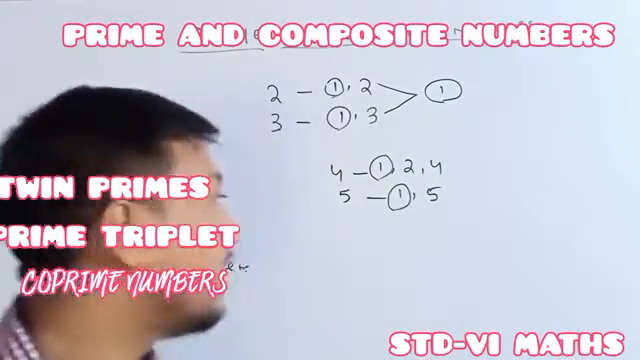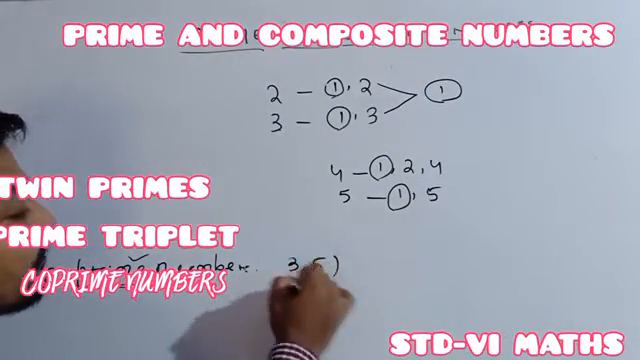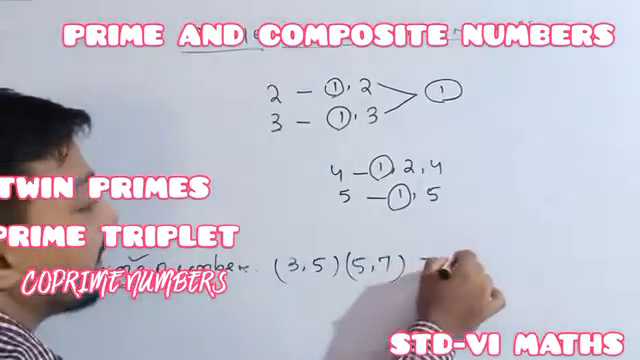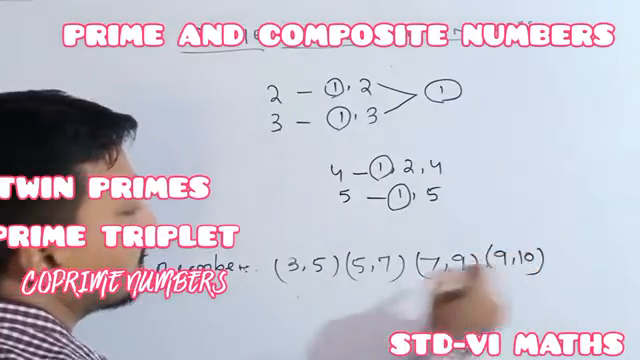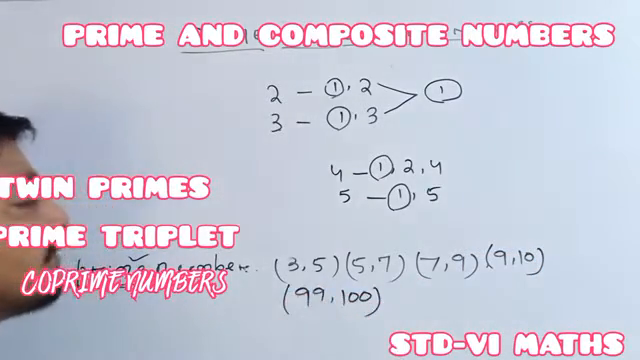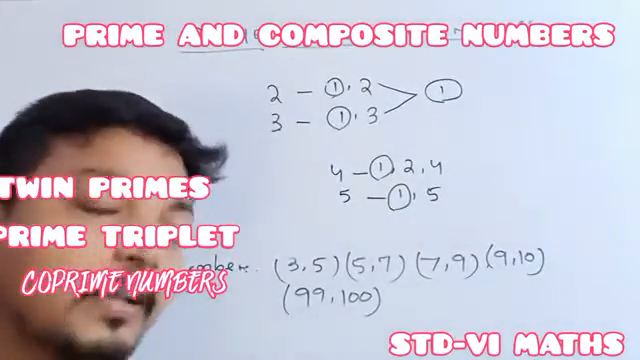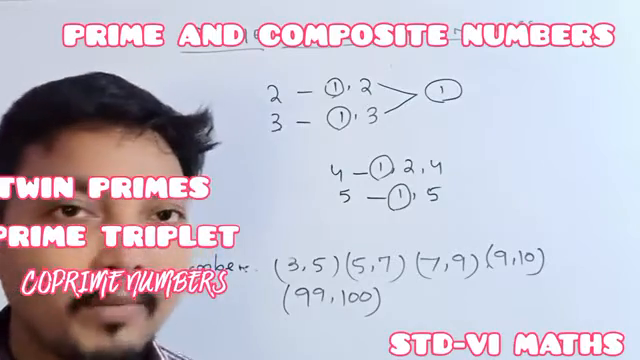Coprime number examples: you may give 3, 5; 5, 7; 7, 9; 9, 10; 99, 100. Any two consecutive numbers you consider, their common factor is only 1, so both numbers we can call coprime numbers.